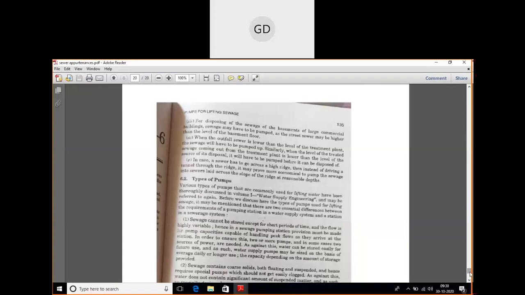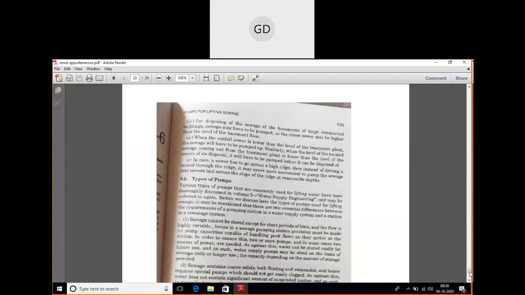Number four is the outfall sewer. The outfall sewer is the last ending of the pipe, from where the sewage comes out. When the outfall part of the sewer is at a lower level, and the level of the treatment plant is at a higher level, then in that case the sewage needs to be pumped up.